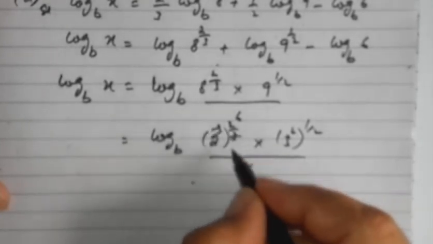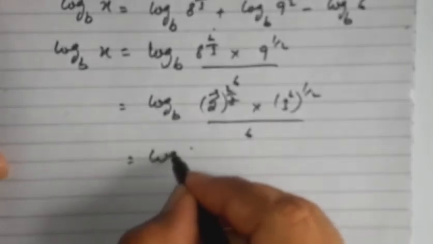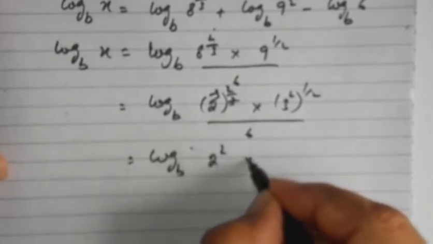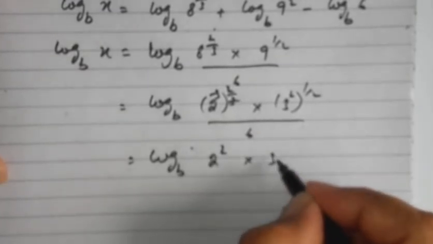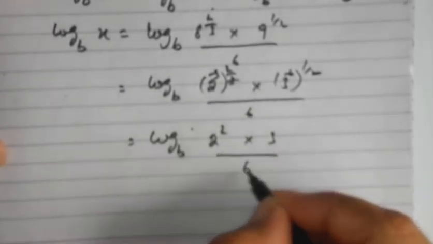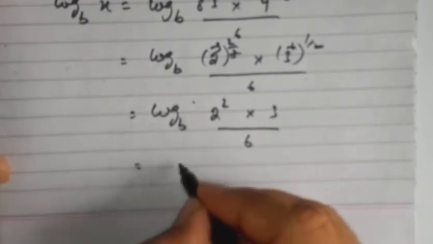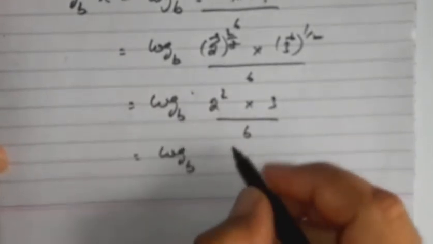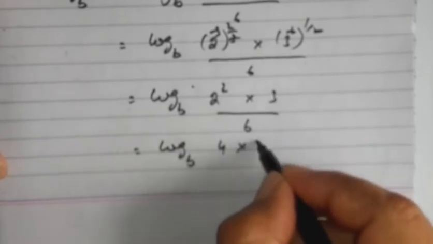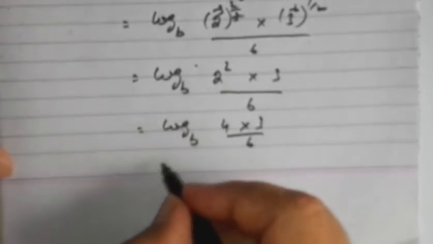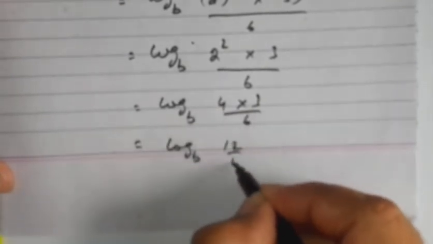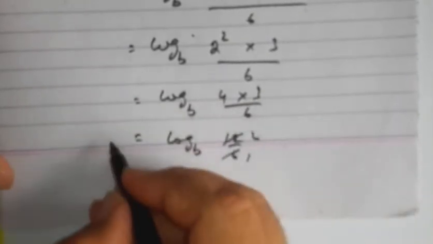This 3 cancels with 3. We get log to the base b of 2 whole raised to power 2 into 3, these 2 cancel with this, divided by 6. Now we can write it log to the base b of 2 square equals to 4 into 3 divided by 6, which is equal to log to the base b of 12 by 6. 6 1s are 6, 6 2s are 12.